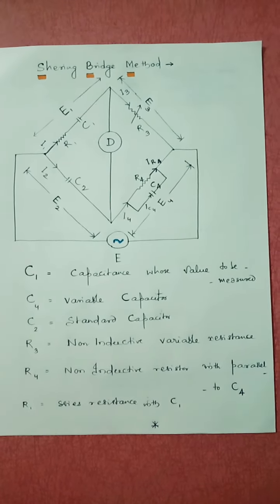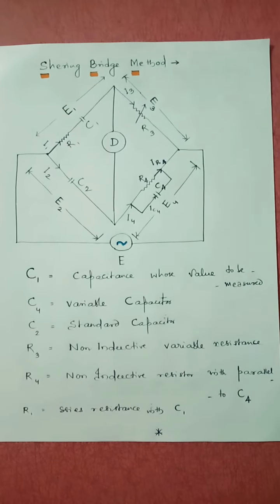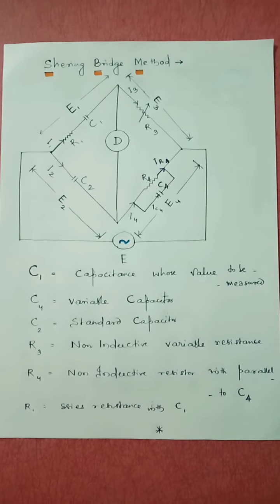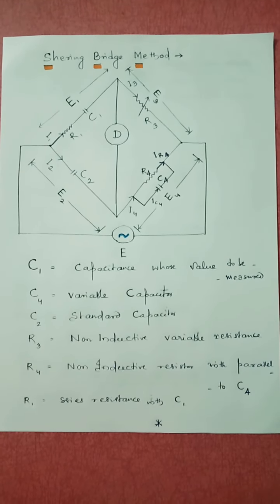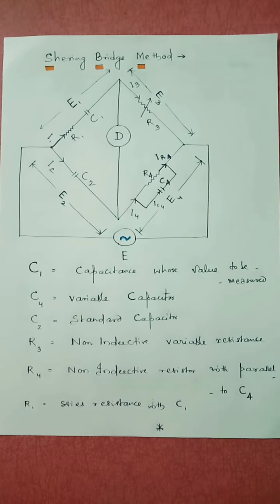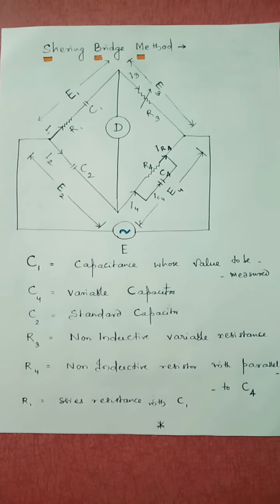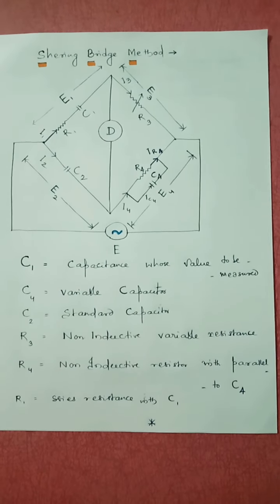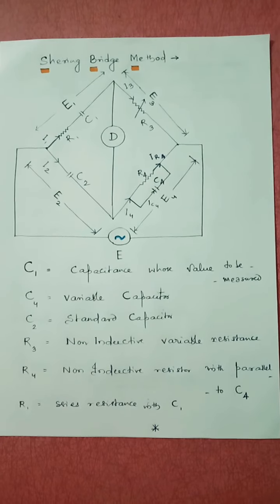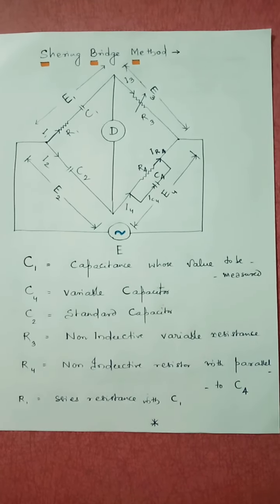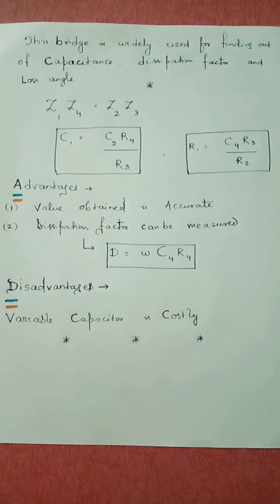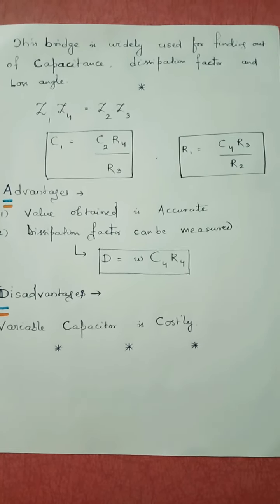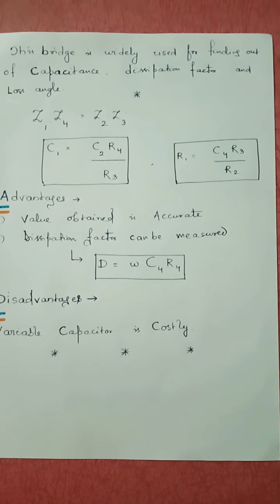C1 is the capacitance whose value is to be measured. C4 is variable capacitor, C4 as shown in figure is variable. C2 is standard capacitor, R3 is non-inductive variable resistance, R4 is non-inductive resistor in parallel with C4, and R1 is series resistance with C1. This bridge is widely used for finding out capacitance, dissipation factor and loss angle.